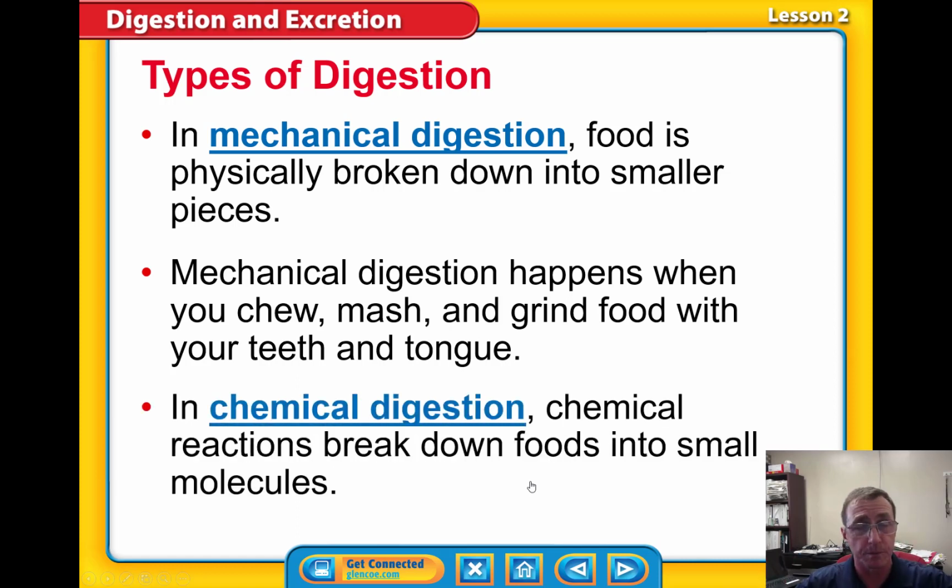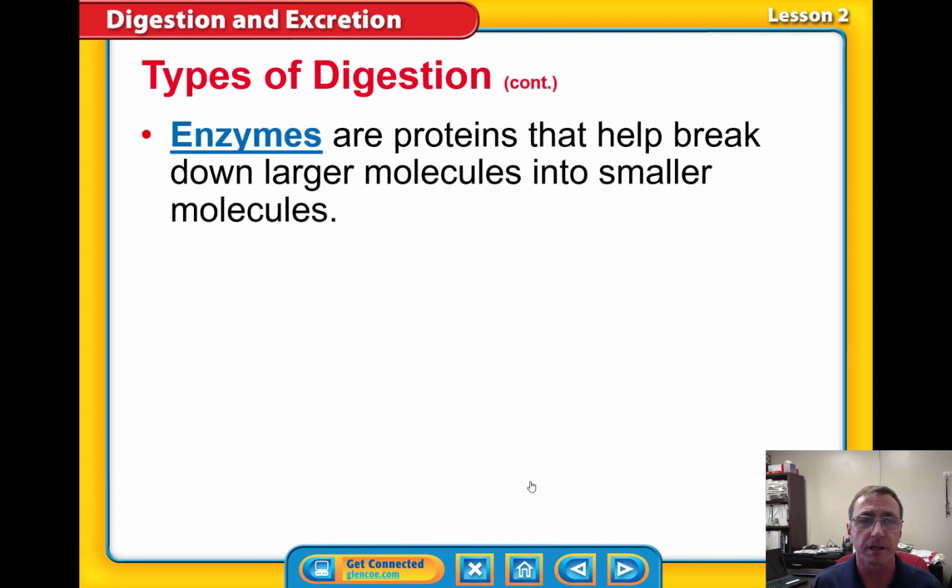Okay, so now we're moving from mechanical digestion to chemical, the 2 different kinds of digestion. In chemical digestion, chemicals, which we produce, cause chemical reactions that break down food into small molecules. Again, back down to that molecular level. So it breaks those nutrients down to their smallest format in molecules that then can be absorbed into our bodies and used. Enzymes are a specific type of protein that helps break down larger molecules into smaller molecules. A great wonder question would be, what are those enzymes?